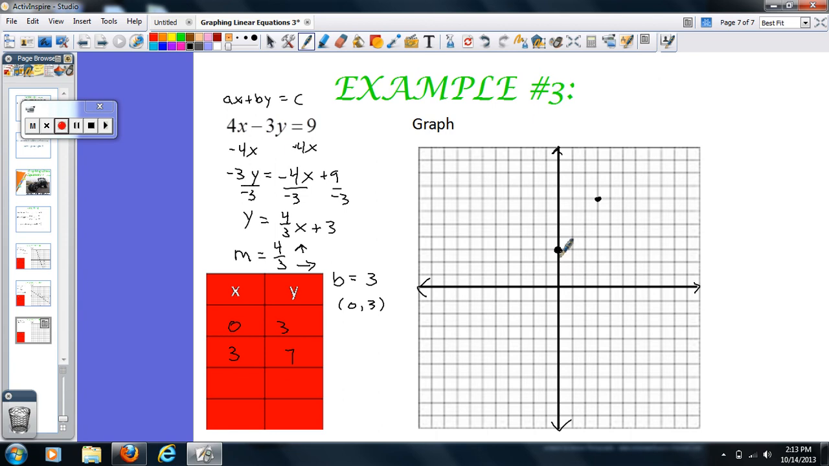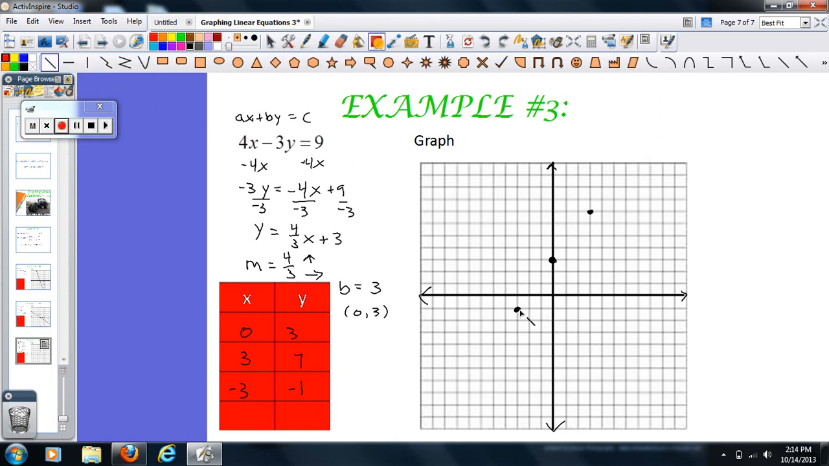Now I'm going to go backwards. So I started on 0, 3. I subtract 3 from the x, so I'm going to go to -3, which is 1, 2, 3, and I'm going to go down 4, 1, 2, 3, 4, which puts me right here. And if I subtract 4 from 3, that puts me at -1.